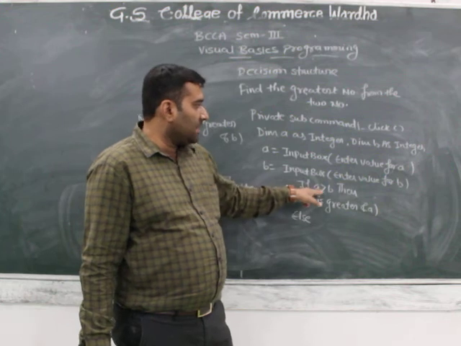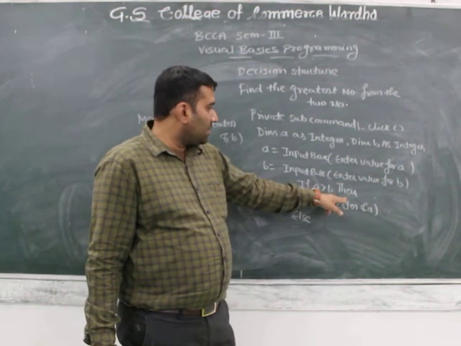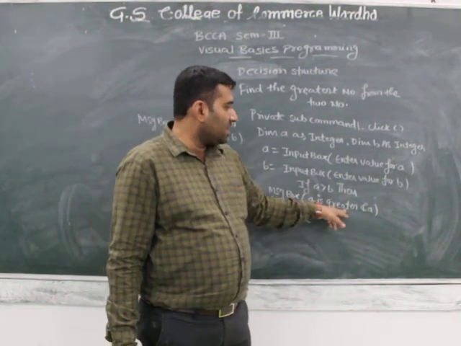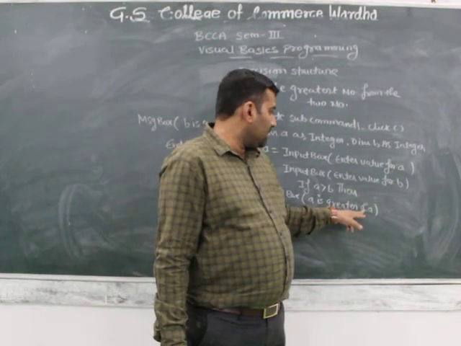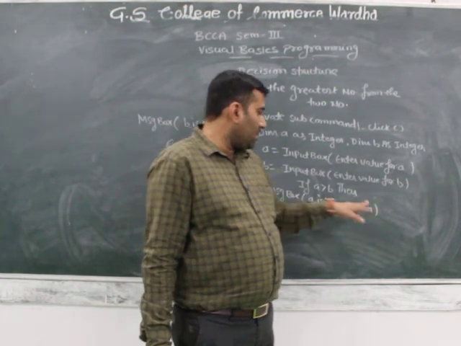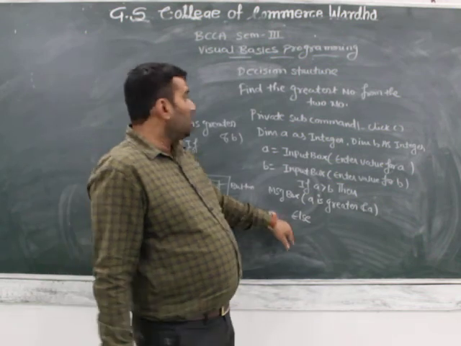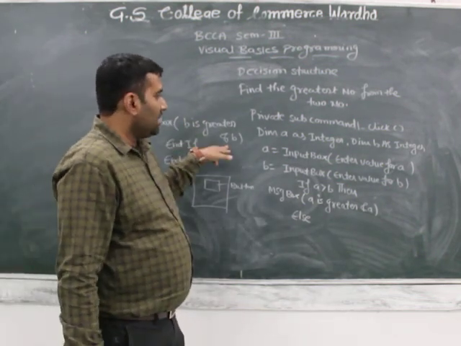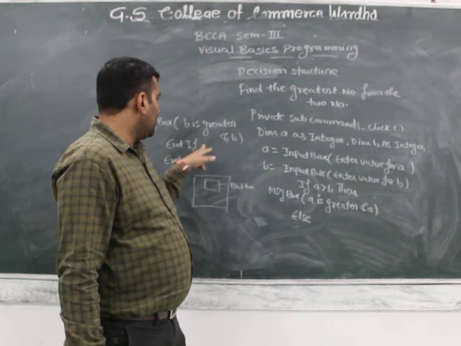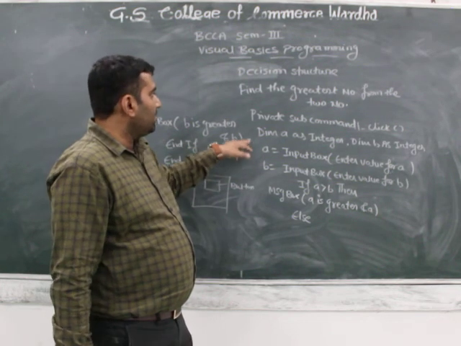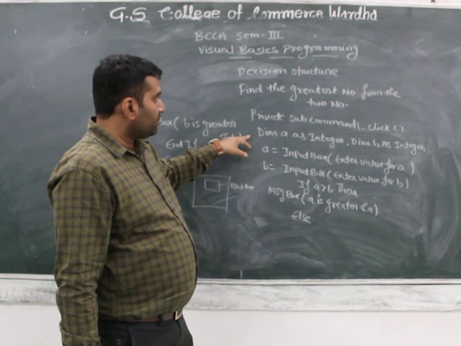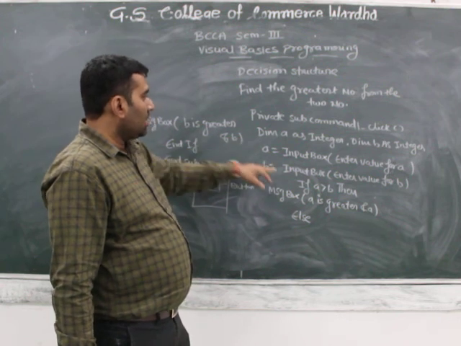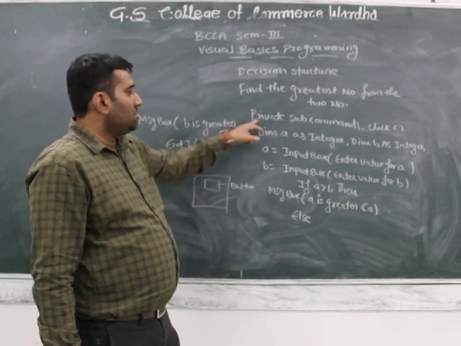If a is greater than b, then message box "a is greater" and show the value with ampersand a. Otherwise, go to the else part and the message box shows "b is greater" and shows the value of b, and close the end if, and close this sub.